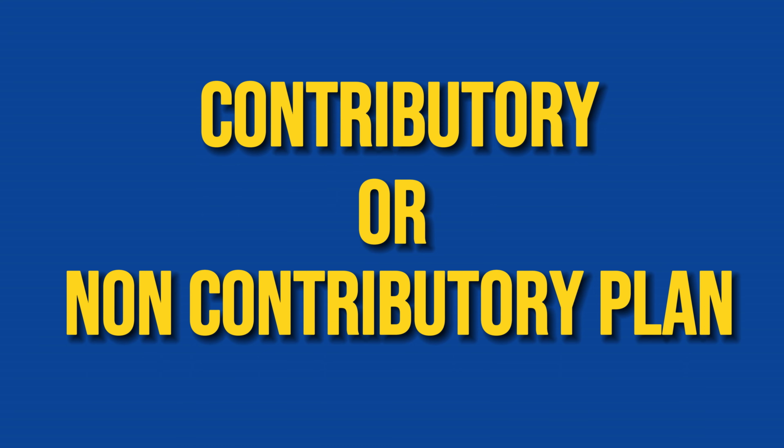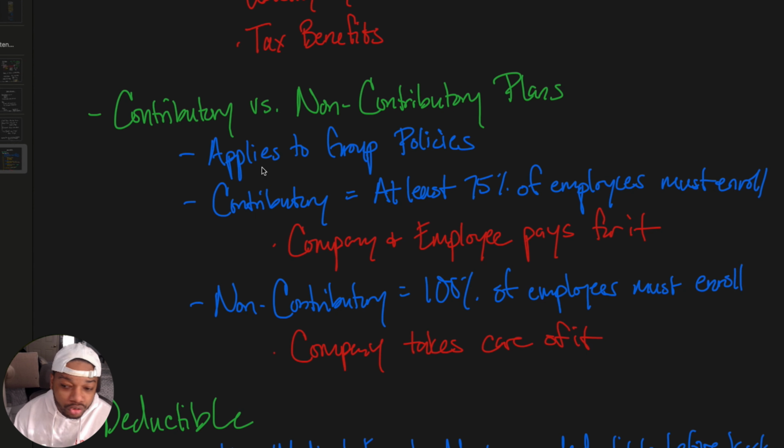The other type is a contributory or non-contributory plan, okay? This usually applies only to group insurances or group policies. A contributory plan pretty much means you have to have at least 75% of your employees enrolled, right? So usually the company and the employee both pay for it. You've probably been to a job before where you've had to put into a health insurance, and then of course your job matches your health insurance, right? Where you both pay for it.